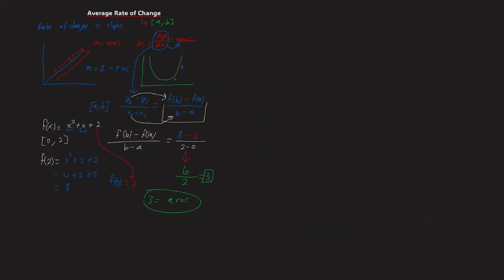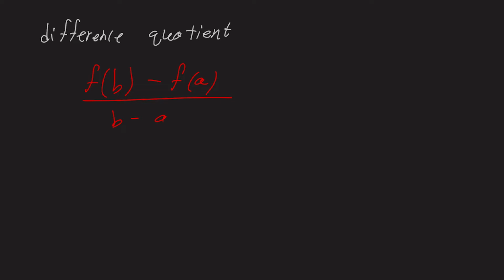Now, another way of expressing average rate of change is called the difference quotient, okay? And the difference quotient becomes much more useful when you move beyond precalc. But first, it's useful to be introduced to it right now. So first, we want to bring over our formula for average rate of change that we've been using up until now, f of b minus f of a over b minus a.